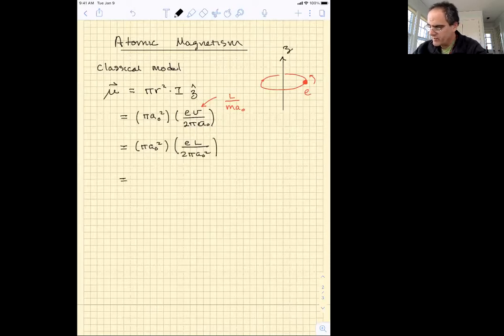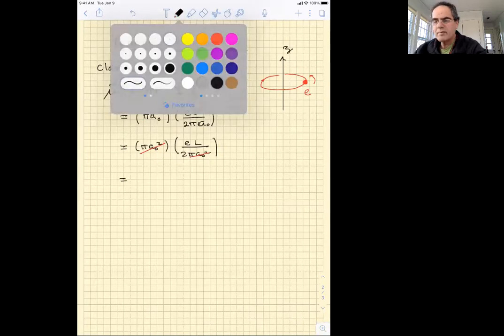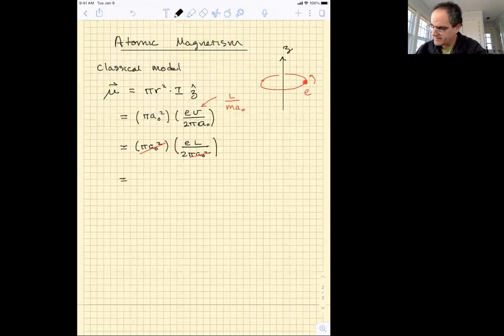And now let's rewrite this one more time. First of all, you can see we can cancel out the factors of pi a naught squared. And we can remember that angular momentum is quantized in units of h bar. And then we have e h bar over 2m. And so this is what we'd expect for the magnitude of the magnetic moment of an electron in a Bohr atom.